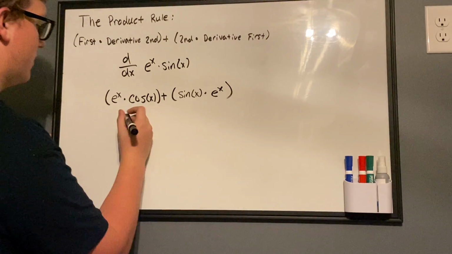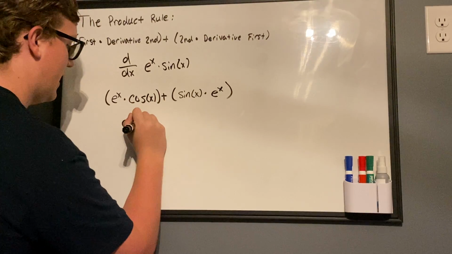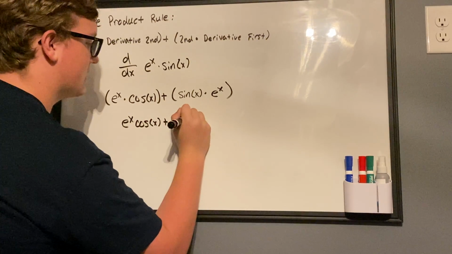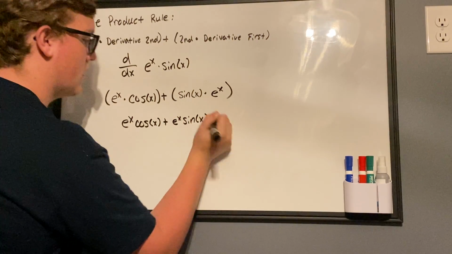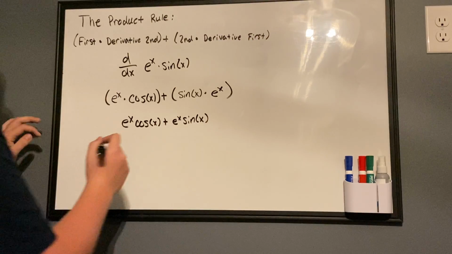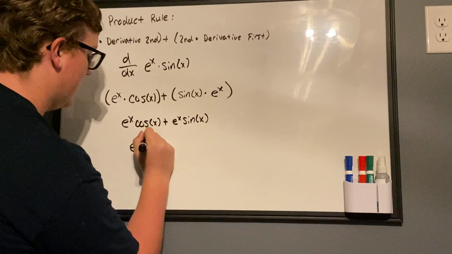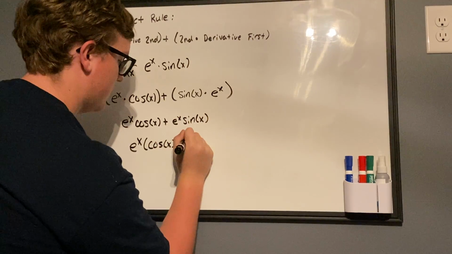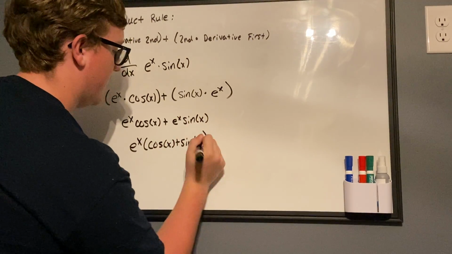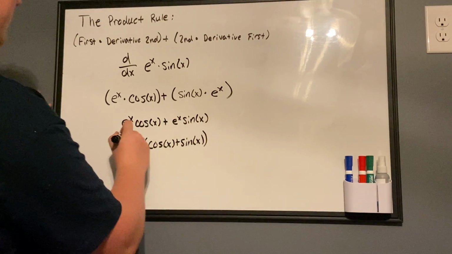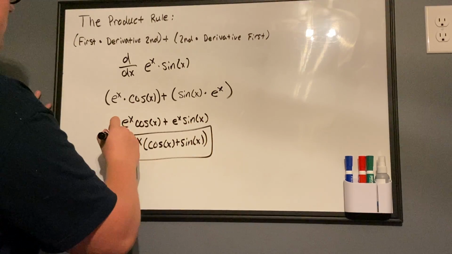So we have, on the left side, e to the x cosine x plus e to the x sine x. And one last thing that we can do is factor out an e to the x. We have it in both terms, so we can bring that on the outside. e to the x times (cosine of x plus sine of x). And that right there is your derivative of e to the x sine of x. And that's using the product rule.